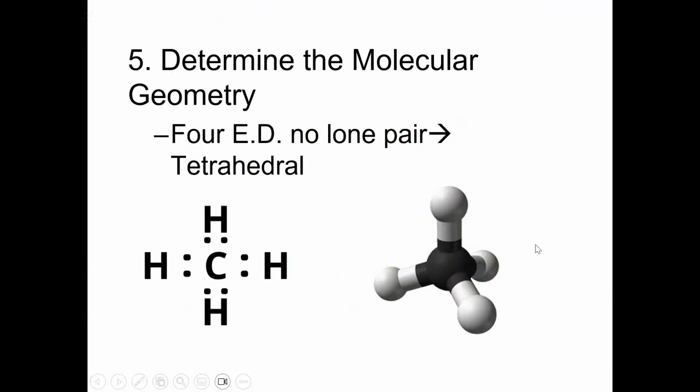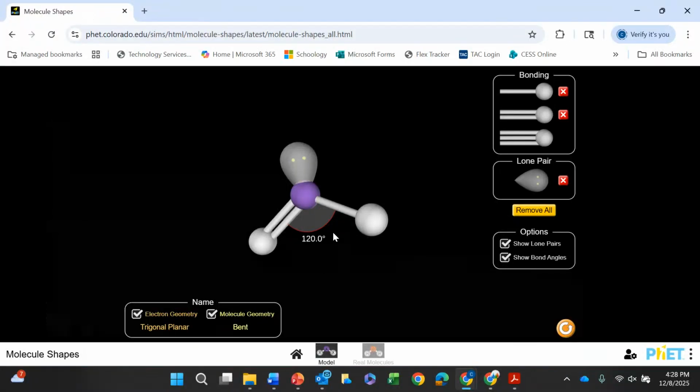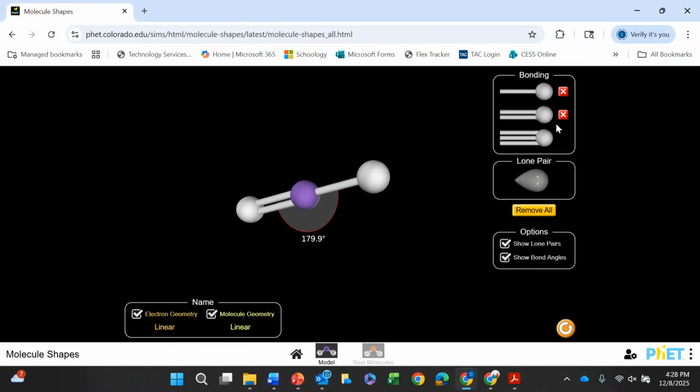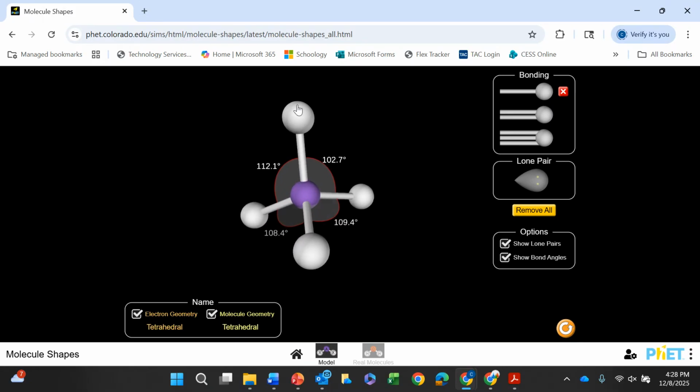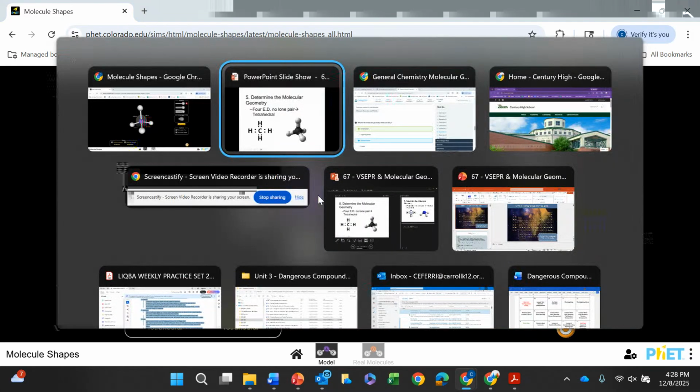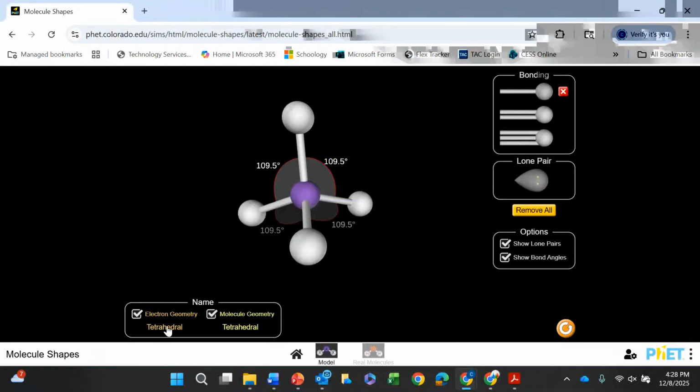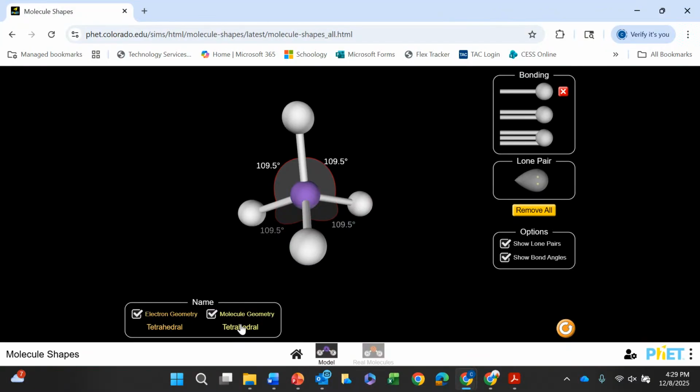Now we look at the tetrahedral shapes. So if I have 4 electron domains and no lone pairs, that's tetrahedral. This is that methane again, or carbon tetrahydride. It has 4 electron domains, no lone pairs, and that shape is going to be a tetrahedral. We've seen this time and time again. Let's clean this up and make these all single bonds. Boom, boom, boom. So now I have that tetrahedral shape. I have the electron geometry being tetrahedral as well as the molecular geometry.